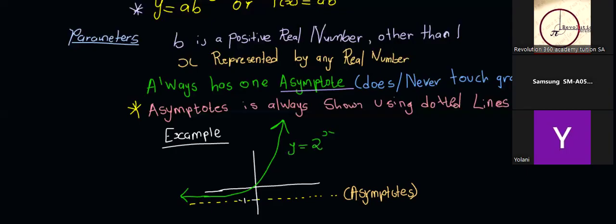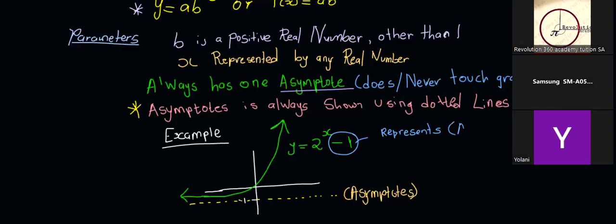Just because from this formula we have y equals 2 to the exponent of x -1, it basically means this -1 represents what we call the asymptote. So it represents the asymptote.